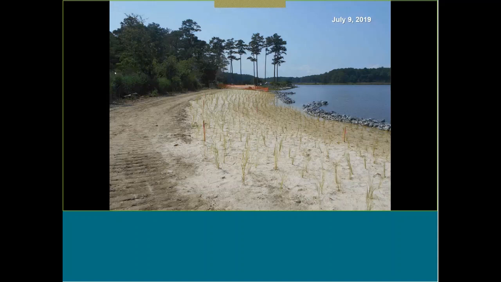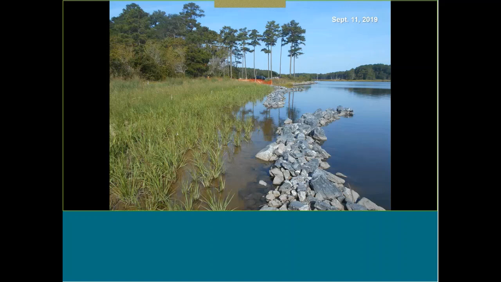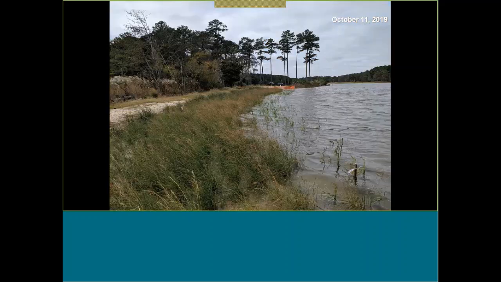This is the site the afternoon after it was planted, so July 9th, just a little over a year ago. One month later, still kind of a hair club for men look here, but you're starting to see things green up. By two months later, really looking like a marsh. We were really impressed at how quickly the vegetation established on this site. Starting to go into seasonal senescence.